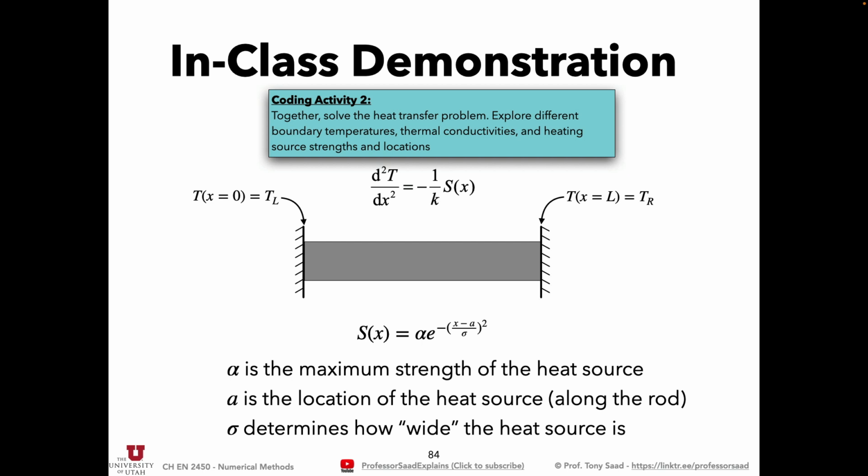And for this problem, we're going to play with the parameters. I haven't defined any parameters here, so we're going to set them as we build this problem together. For the source term, I'm choosing this function. This is the famous bell curve.